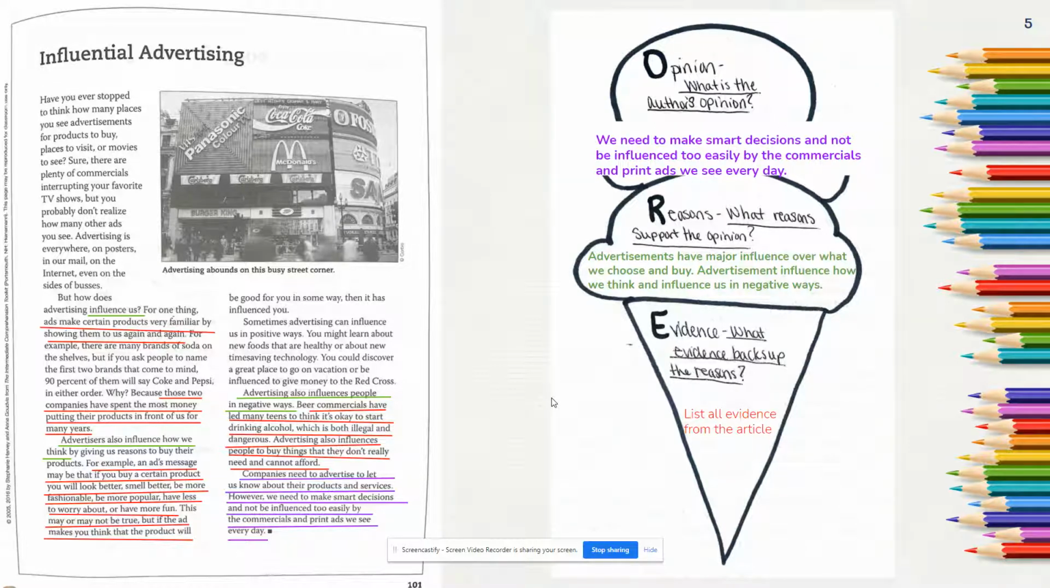Authors often layer the information within the text to get their point across. In this case, the evidence backed up the reasons, which also backed up the opinion.